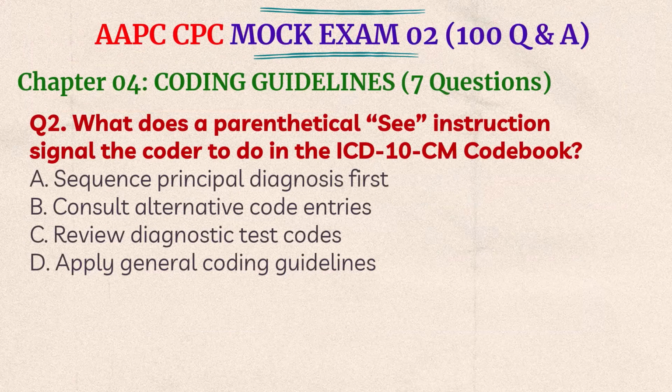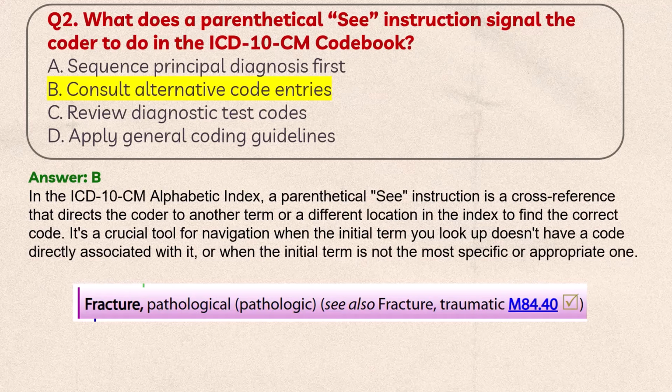Question number 2. What does a parenthetical "see" instruction signal the coder to do in an ICD-10-CM codebook? A. Sequence principal diagnosis first. B. Consult alternative code entries. C. Review diagnostic test codes. D. Apply general coding guidelines. Think the answer. So the correct answer is B.